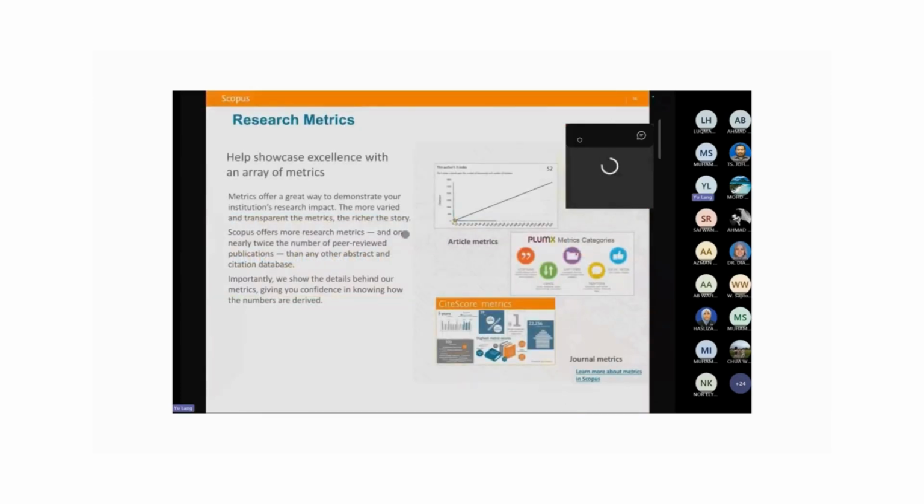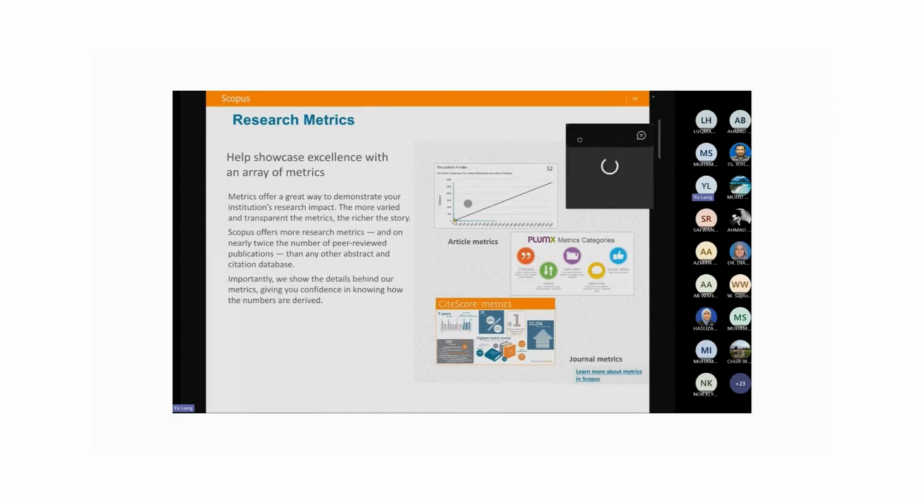And for this part, you will get to know how to identify serial titles, whether serial titles or proceedings or book chapters, whether they are indexed or not in Scopus. Before we go to that, we just take a look at this and the next slide about the research metrics.